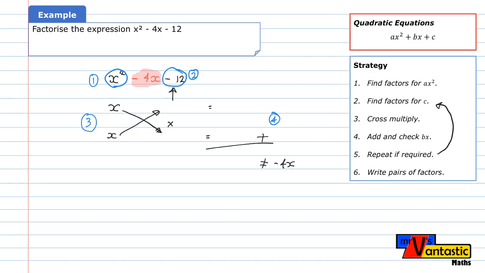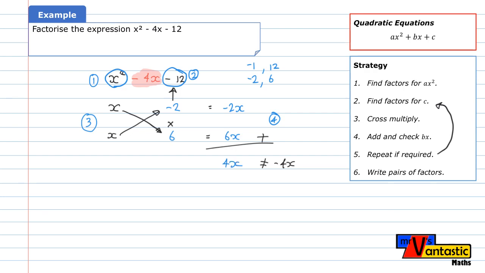Okay, let's do this in a different color. Let's go blue. What are some other factors for -12? We've tried -1 and 12, and they didn't work. So let's try -2 and 6. X times -2 is -2x, and x times 6 is 6x, and minus 2x plus 6x is going to be 4x.